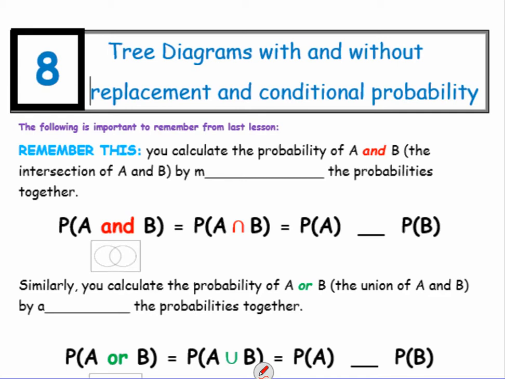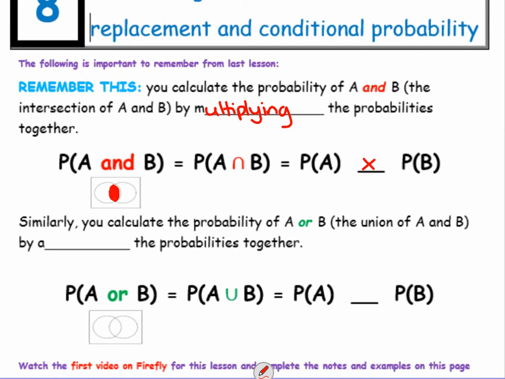So remember this, you calculate the probability of A and B, the intersection of A and B, by multiplying the probabilities together. So basically I've copied and pasted this from last lesson, so hopefully you remember that it's multiplying the probabilities together. So for example, probability A and B, so using the Venn diagram, that's the intersection part here. So probability of A and B equals the probability of A intersect B, which equals the probability of A multiplied by the probability of B. So when you see probability of A and B, they want you to multiply the probabilities together.